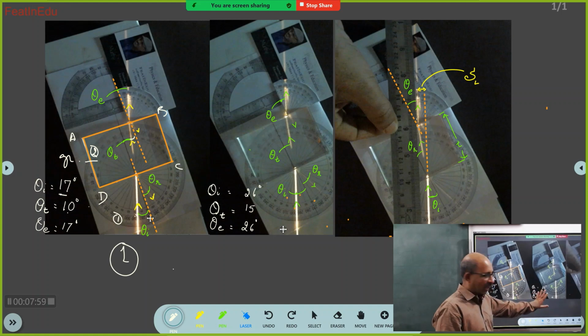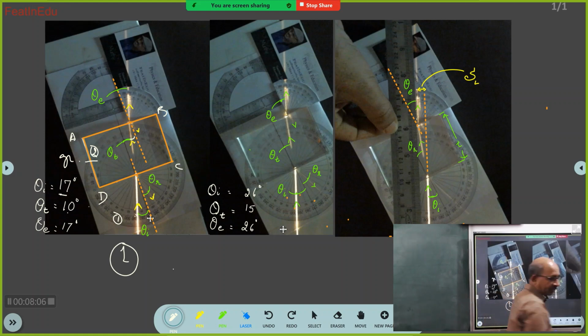Great. Wonderful. So I hope you got it. Any other doubt? Now, Fardeen's question is about the lateral shift. We'll come to this later.